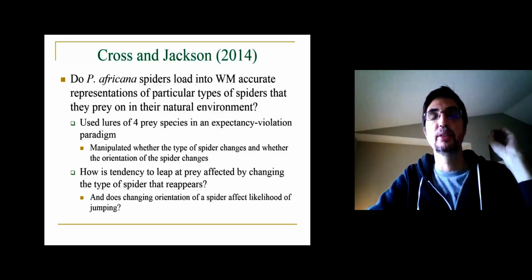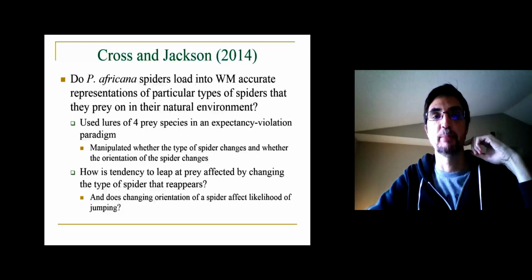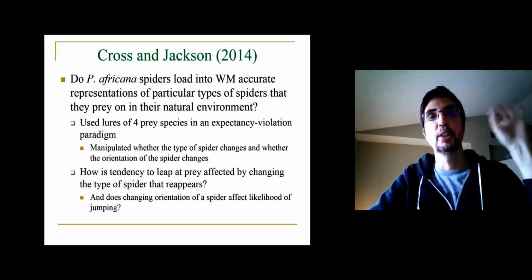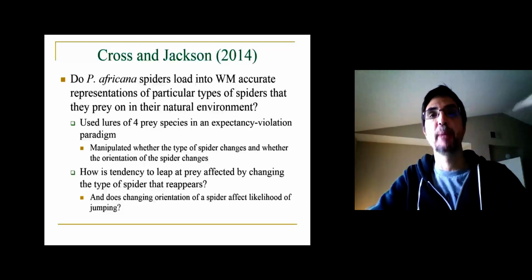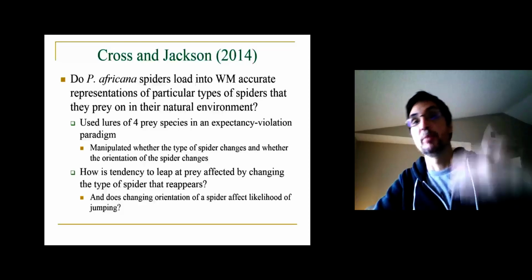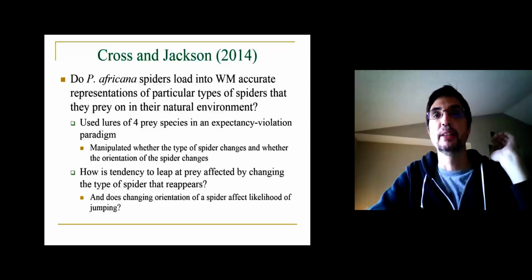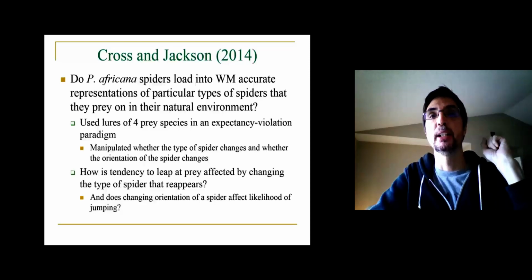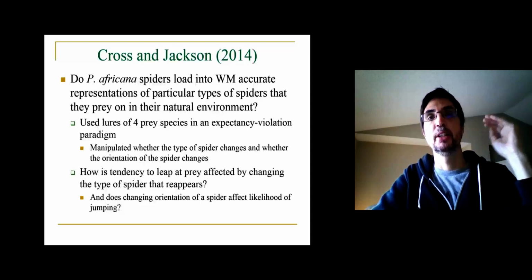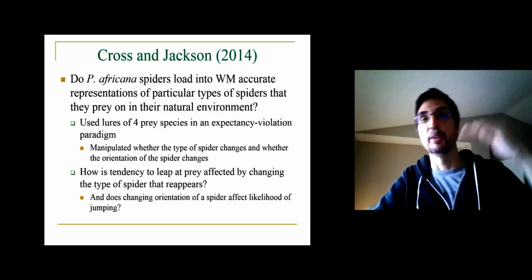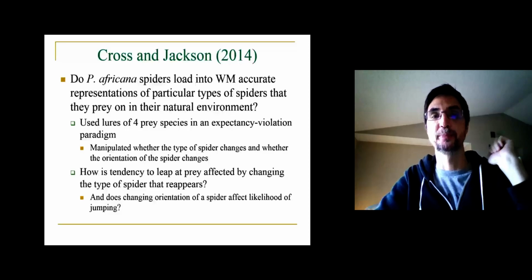And in their study, they used lures of 4 prey species of spiders, and they did so using an expectancy-violation paradigm. So what they manipulated was whether the type of spider changes. Right? Does the type of spider change or remain the same from the first presentation to the second presentation? And they also examined or manipulated whether the orientation of the spiders remained the same or varied from the first presentation to the second presentation.